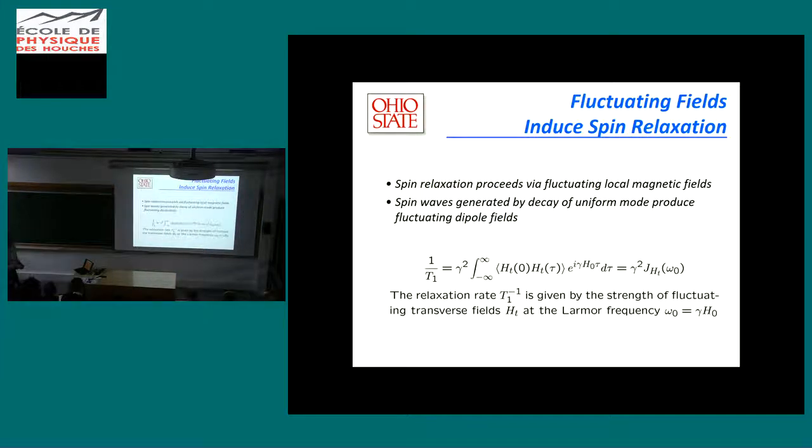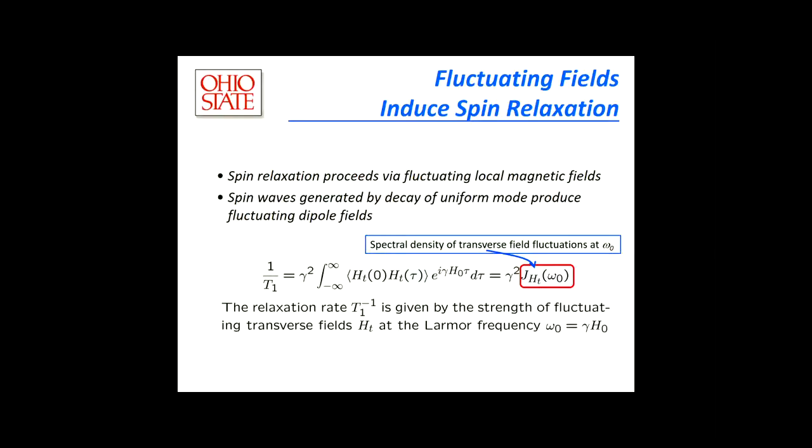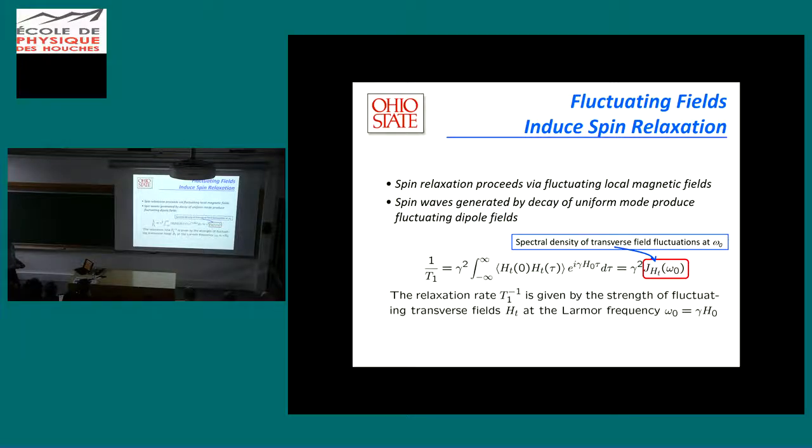So we just heard this discussion earlier. This is the well-known expression for the relaxation rate of a spin, and that is that it's sensitive to the fluctuations of B, or, as magnetic resonance people talk about, the spectral density of fluctuations at the Larmor frequency. So the story we believe, well, that's clearly the answer, is that when you excite the uniform mode, it decays into spin waves, and those spin waves create fluctuating dipole fields which change T1.